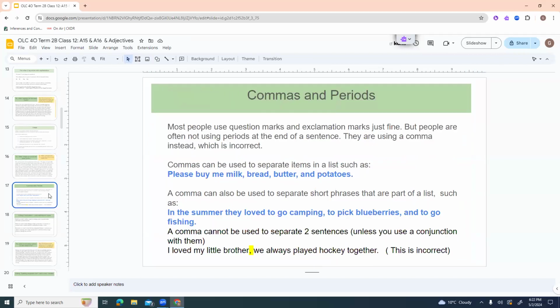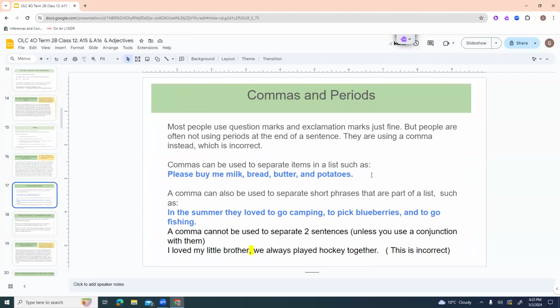Oh, I'm going to have to go on soon. Commas and periods. Most people use question marks and exclamation marks just fine, but people are often not using periods at the end of a sentence. This is the biggest problem I'm finding. Instead, people are using a comma, which is incorrect.